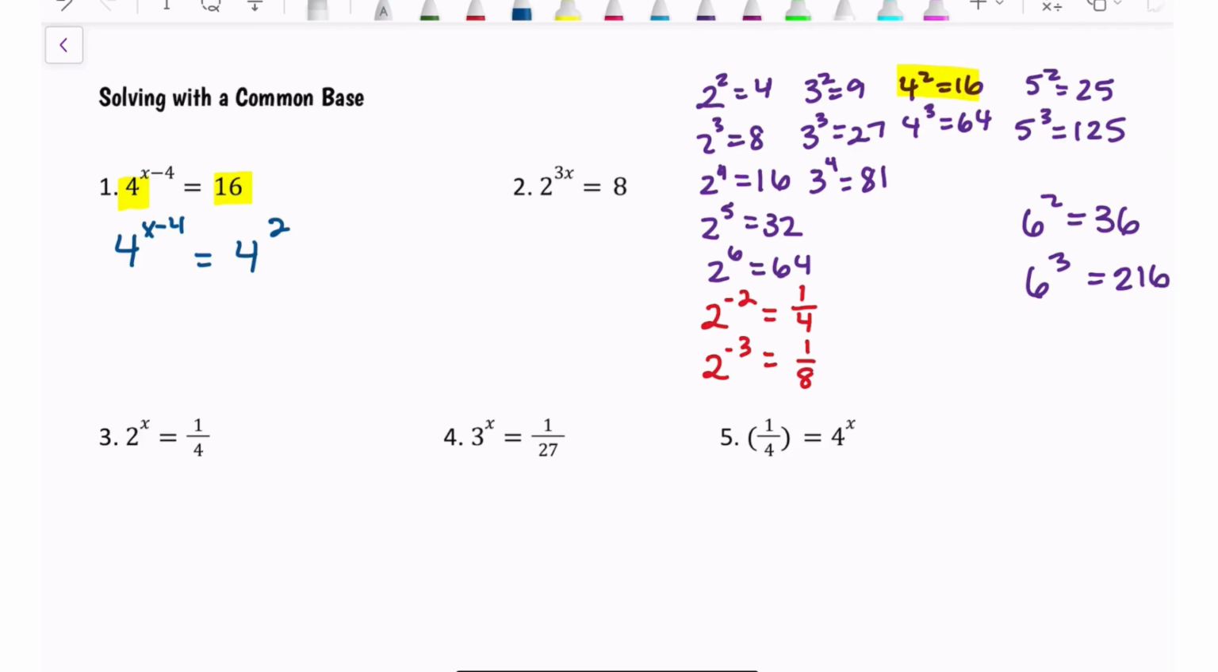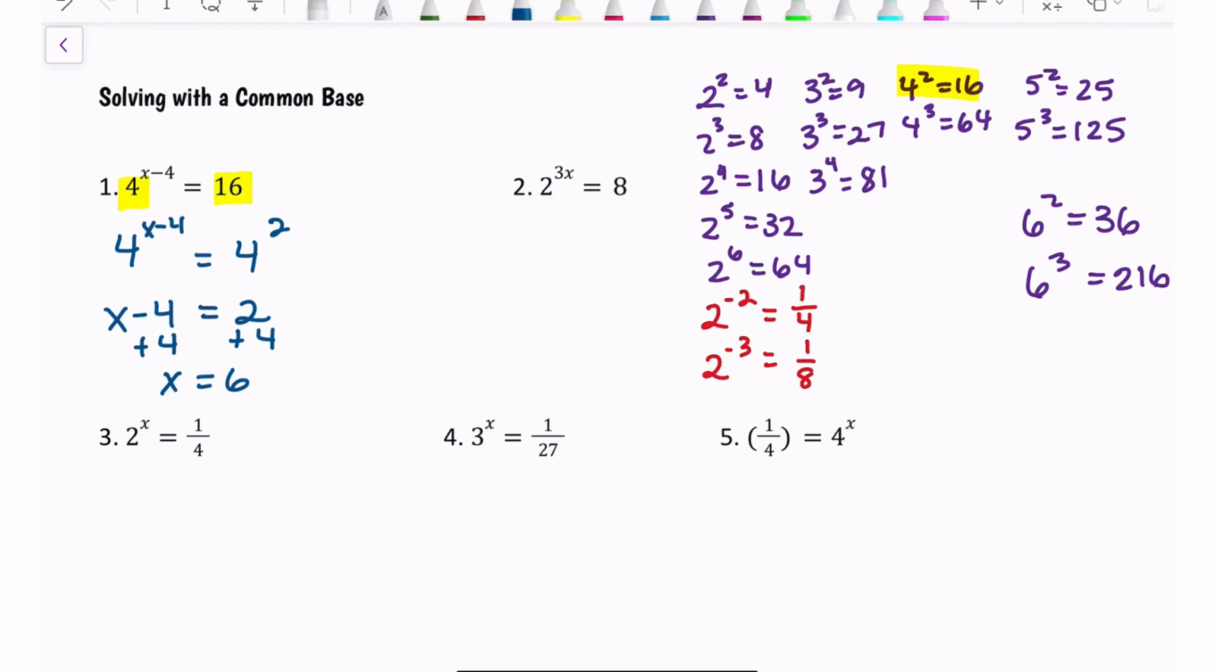And so I'm going to drop the 4's and write this as x minus 4 is equal to 2. I can drop the bases, because if the bases are the same, then the exponents have to be the same. If it's going to be an equation, they're equal to each other. And so then I would have x is equal to 6. I just added the 4 to both sides, and voila.